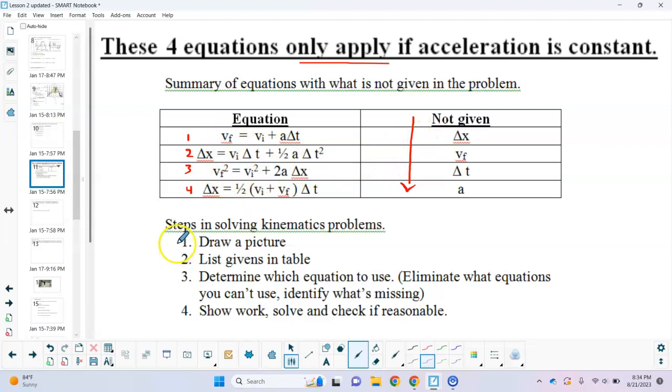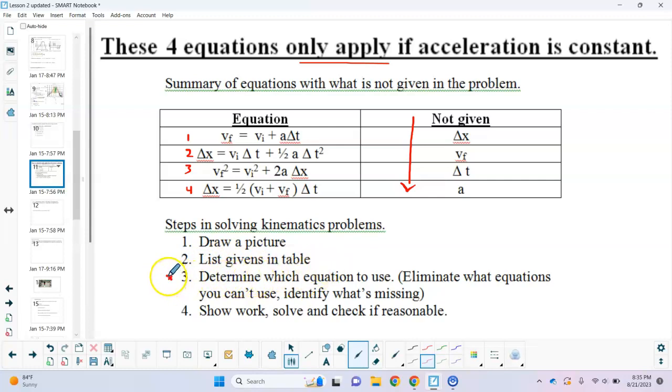So here is the 4-step process to solve these kinematics problems. First, you read the problem, and then you draw a sketch. It doesn't have to be fancy artwork. It can just be a dot to represent the object, and then arrows to represent how the motion is changing. Second, you list your givens in a table. I'll show you how to do that. Third, you determine which equation to use, and this is usually the hardest step.